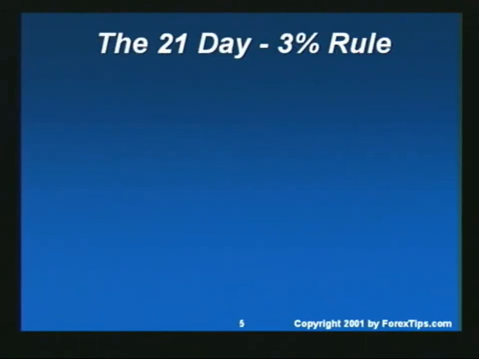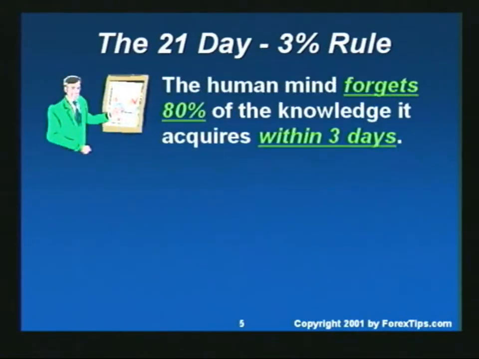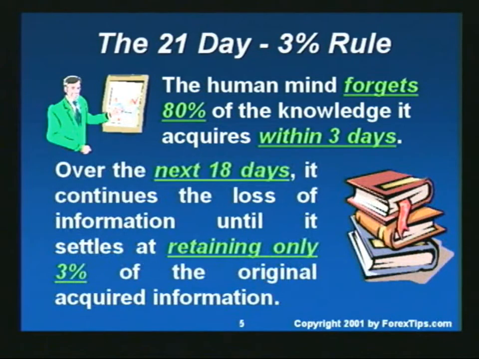Several years ago, I became apprised of this 21-day 3% rule. The human mind forgets 80% of the knowledge it acquires within 3 days. Over the next 18 days, it will continue the loss of information until it settles at retaining only 3% of the original acquired information. That means that after you listen to this lesson, within 3 days, you will have forgotten 80% of the information that has been given to you from this lesson. Taking that into consideration, I admonish you to listen to this lesson over and over again until you extract the important information that can help you become a better trader.